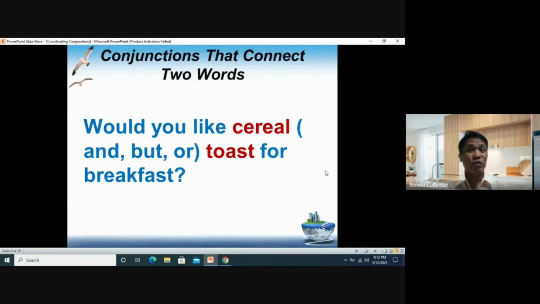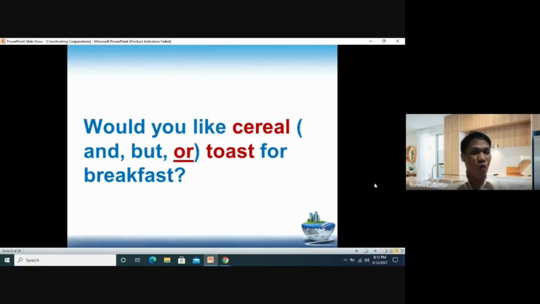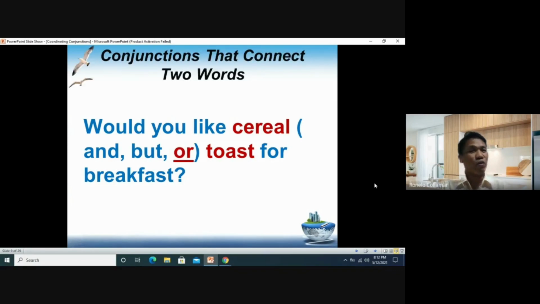What about this one? What would you like? Cereal, blank, toast for breakfast. What do you think is the answer? Very good. The answer is or. Would you like cereal or toast for breakfast? That's a question of preference, right? You are being asked what you would prefer if you're going to have your breakfast. Would it be cereal or toast?